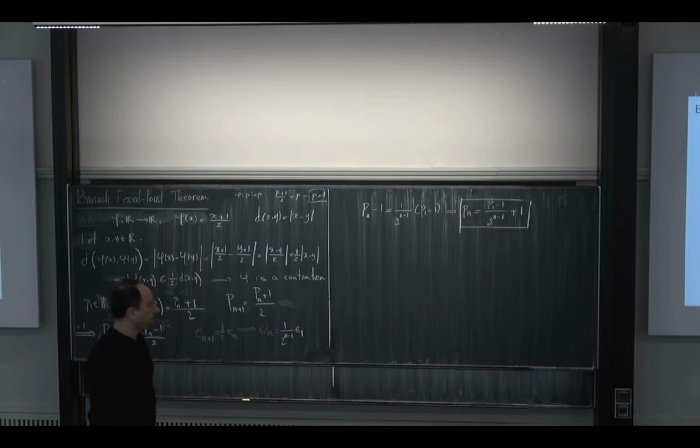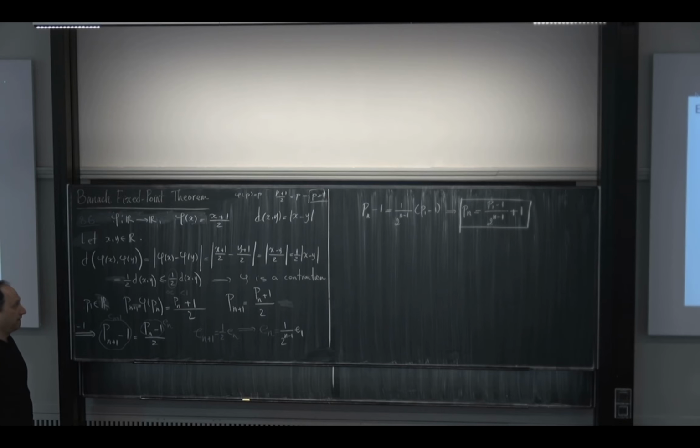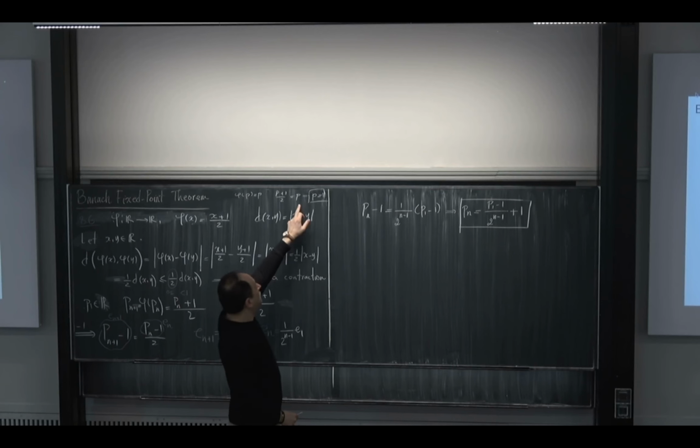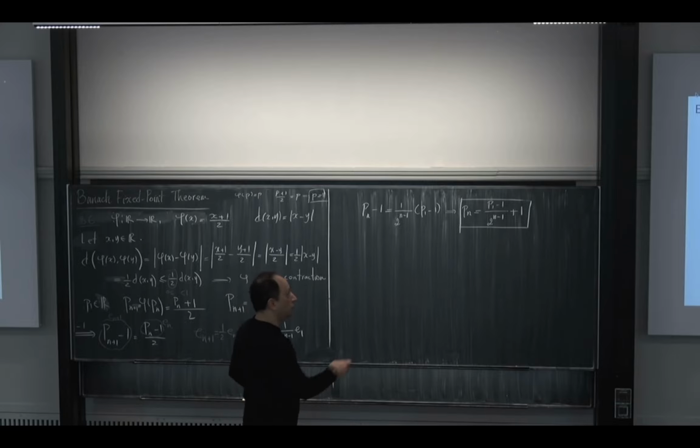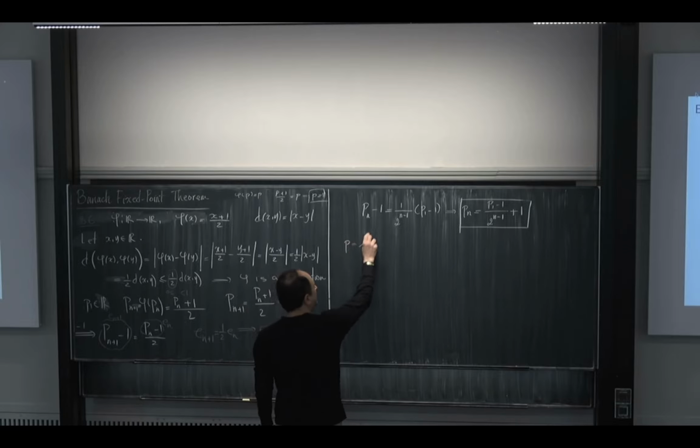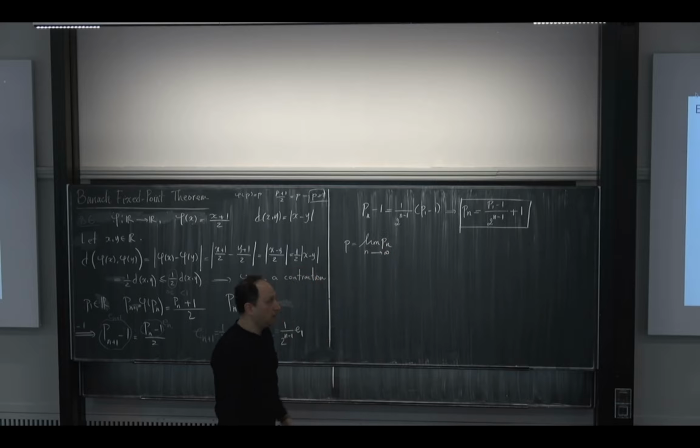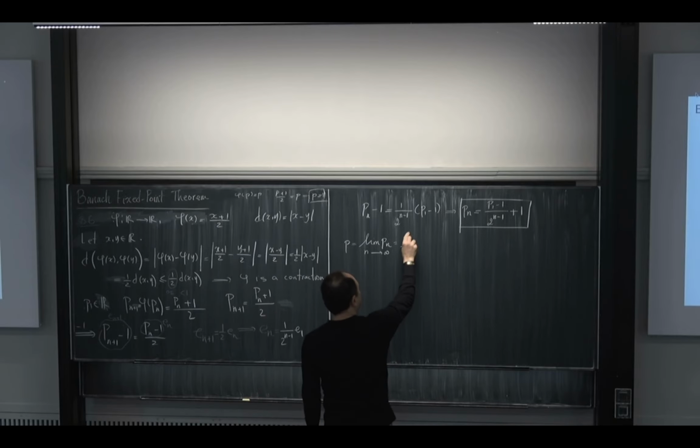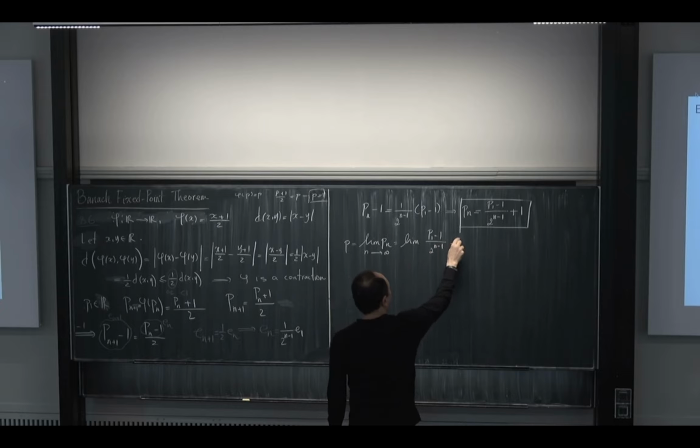Yes? What is my goal now? Do you remember? My goal is to find the constant. Do you remember in the proof, in the process of the proof, what was P? P was the limit of this sequence. So my fixed point is the limit of P_n when n goes to infinity. I have to take the limit of that. So this becomes the limit of P_1 minus 1 divided by 2^(n-1), plus 1.